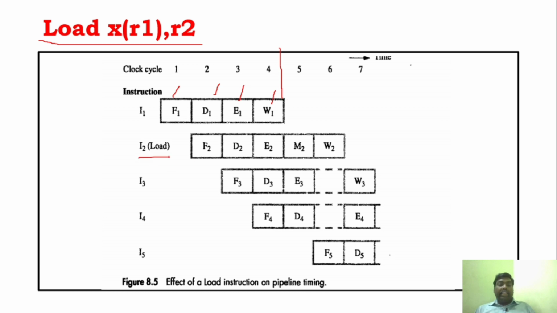Now I2 is this instruction. Now you can see here, at the 2nd clock cycle it will fetch this instruction. Correct? And at the 3rd clock cycle it will decode that particular instruction, right? And after decoding, the execution will start, correct?